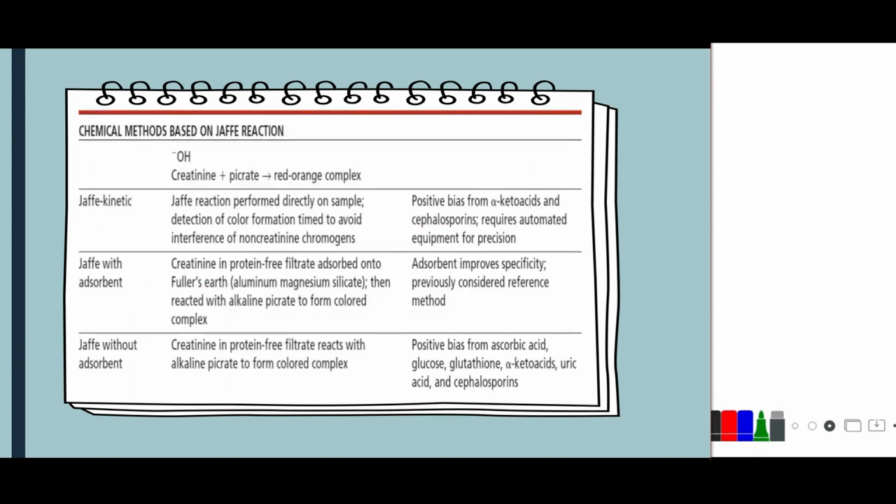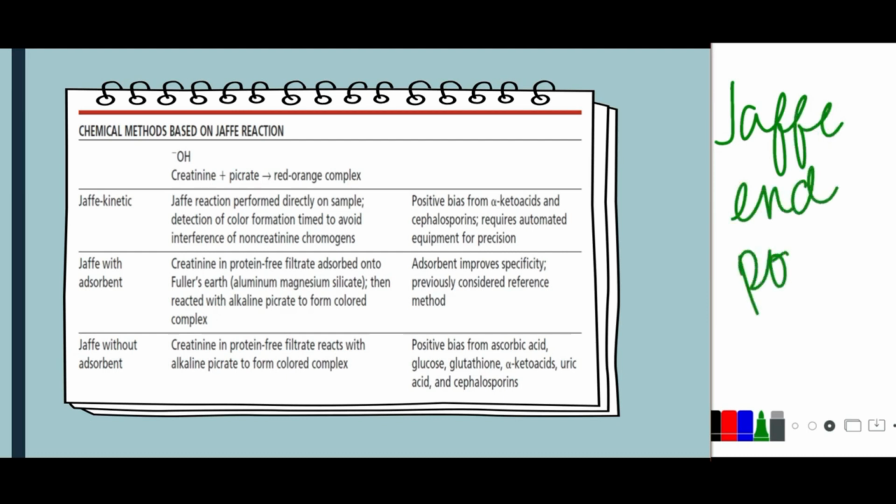So in the next slide here, guys, we just have a summary for the chemical methods based on Jaffe reaction for creatinine measurement. Take note, guys, that your Jaffe with adsorbent and Jaffe without adsorbent could both be classified as what we call the Jaffe endpoint reaction. Again, both of these could be categorized as a Jaffe endpoint type of reaction.